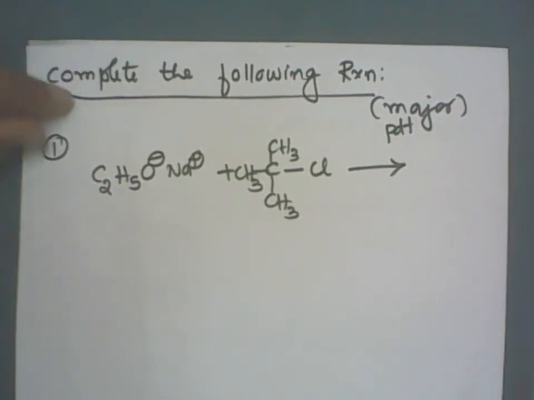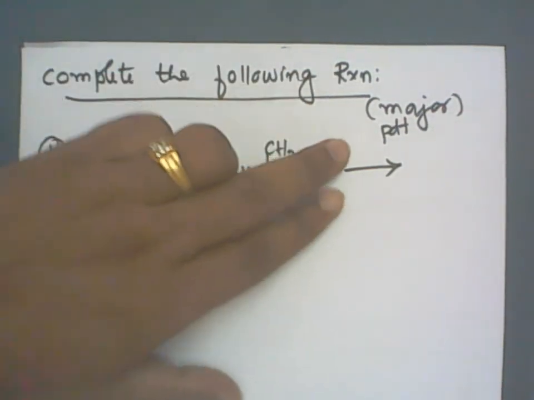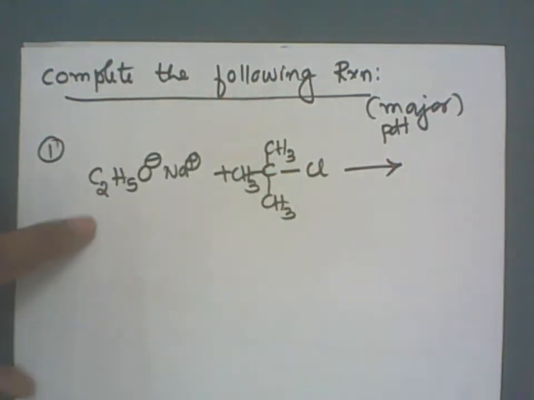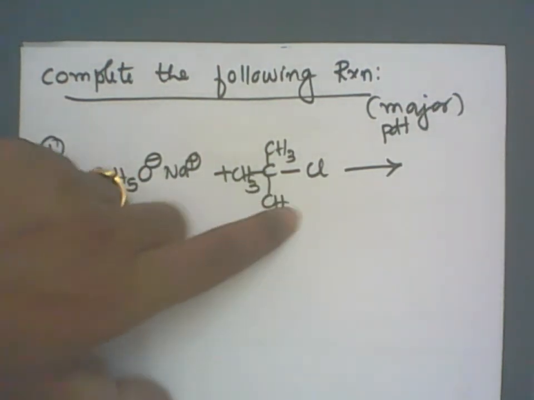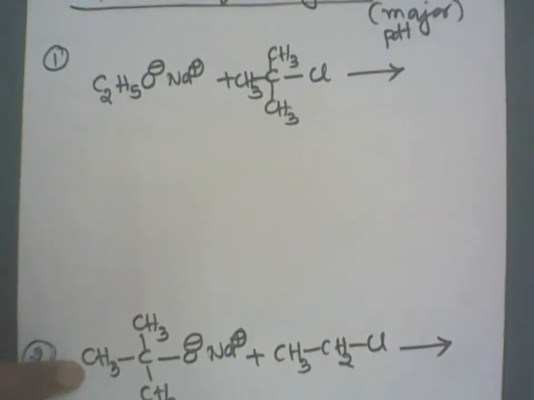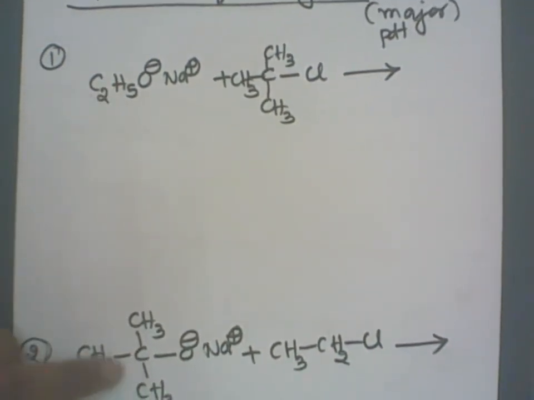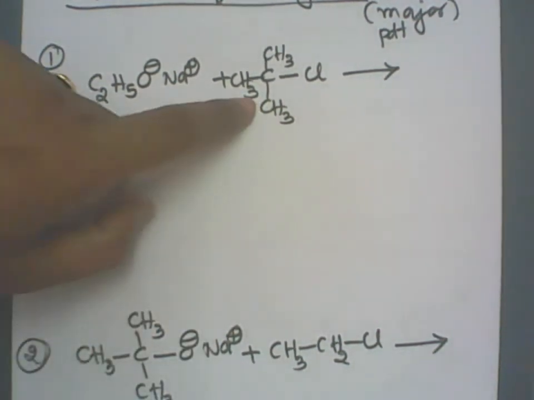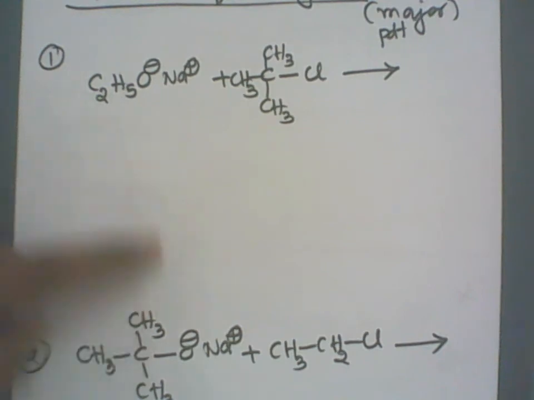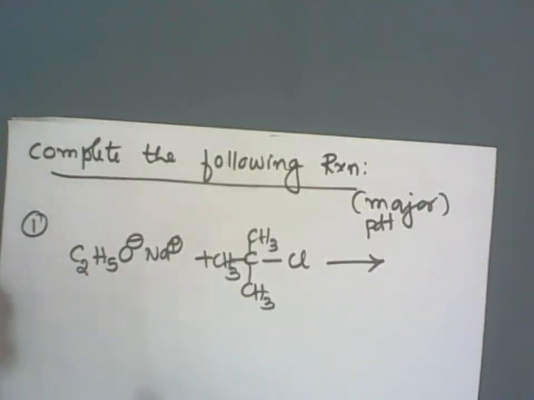See here, now we'll solve this problem. Complete the following reactions and write the major product. The first reaction: ethoxide is there and tertiary butyl chloride is there. Similarly, we have one more reaction wherein instead of ethoxide, there is sodium tertiary butoxide. The alkyl halide and the alkoxide are interchanged. Clear? Let's see the first one.